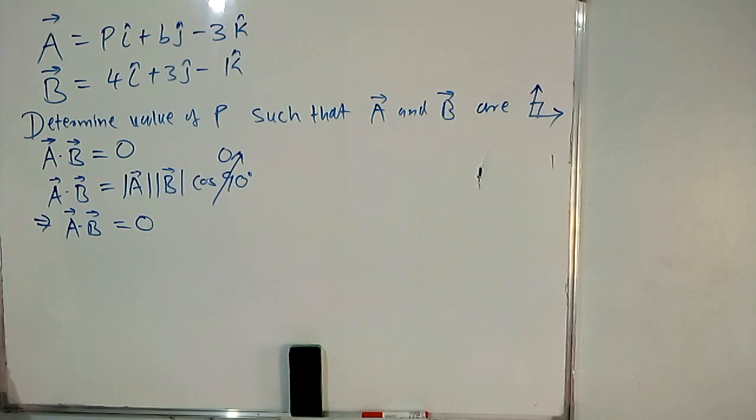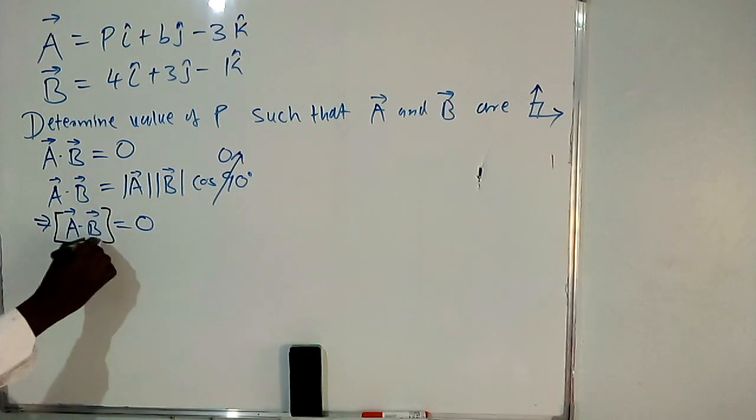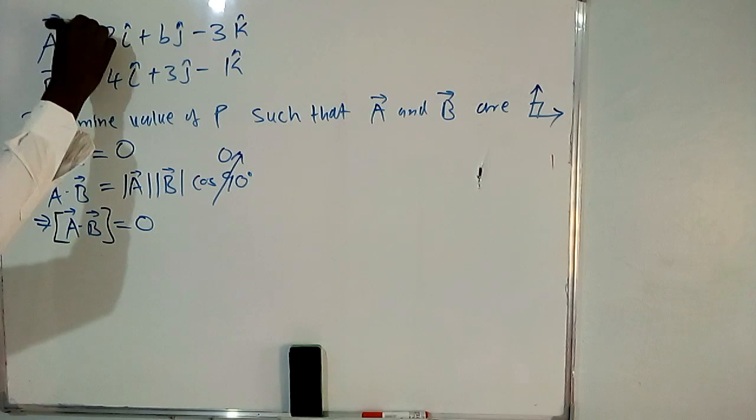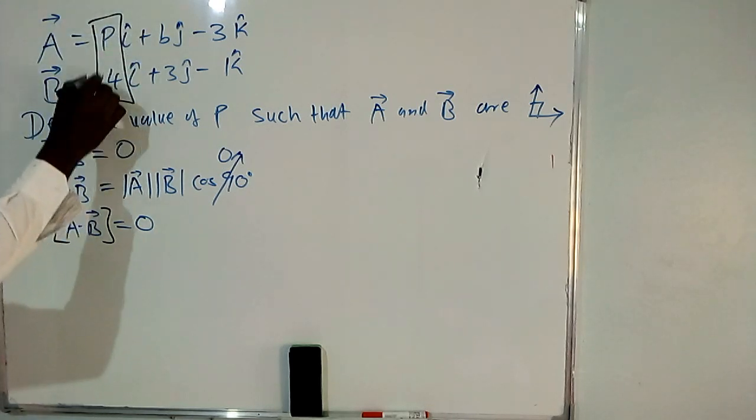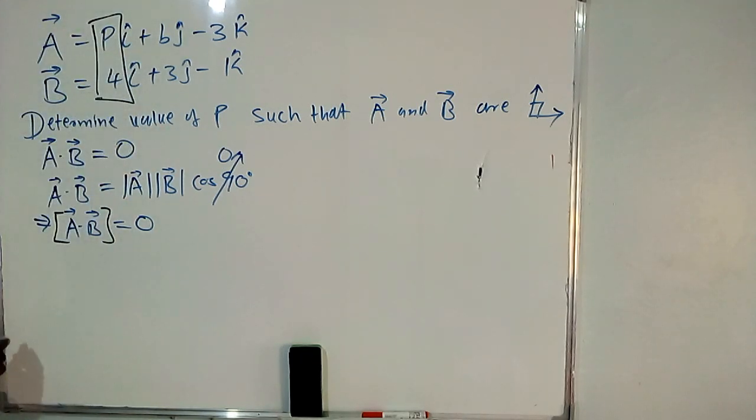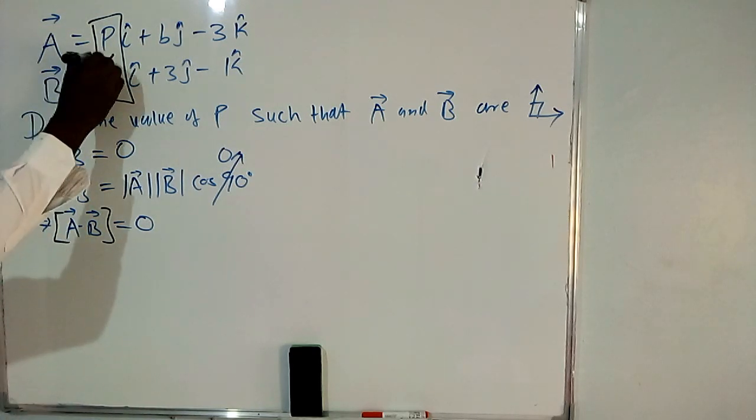For you to determine p, it means to make p the subject of the formula after getting the dot product of vectors A and B. So what is the vector dot product of A and B? It is just i times i, j times j, k times k, because i squared is 1, j squared is 1, k squared is 1. The rest are 0, isn't it? Are we together?